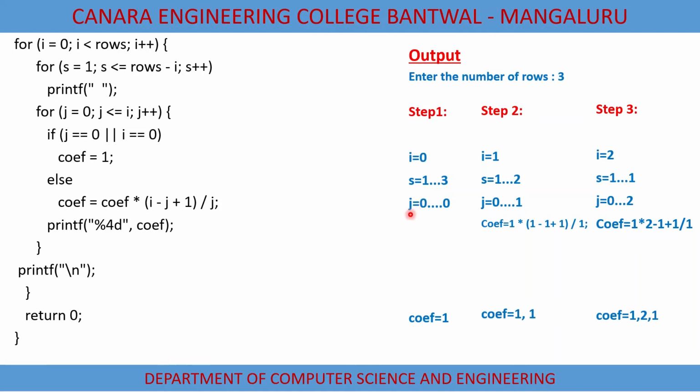Then it enters into another loop, that is for j is equal to 0, and the j value is initially 0 in this step, and it will go up to j less than or equal to i. So the i value is 0, so this loop will execute only once. It will check the condition whether j is equal to 0 or i is equal to 0. In this case, both conditions are satisfied, that is j is equal to 0 and i is also equal to 0. So I am going to assign the coefficient value as 1. So the else part is not executed.